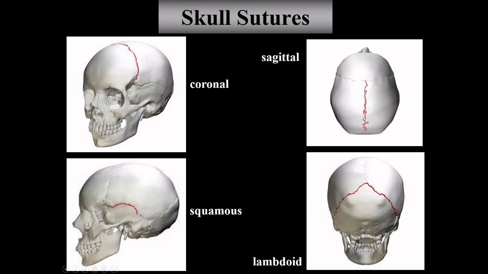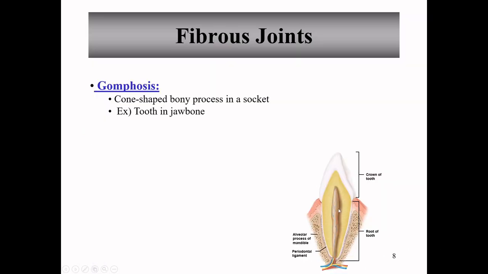All of these pictures are fair game for the practical exam on this chapter, so make sure we're absolutely familiar with our sutures. And then our last type of fibrous joint, super easy, is called a gomphosis. So a gomphosis is defined as a cone-shaped bony process in a socket. So our example of this is a tooth in a jawbone, and that's as complicated as I'm going to get with a gomphosis. You need to know a gomphosis is a type of fibrous joint, and you need to think of a tooth in a jawbone, or tooth in a socket is what you need to think of with a gomphosis.